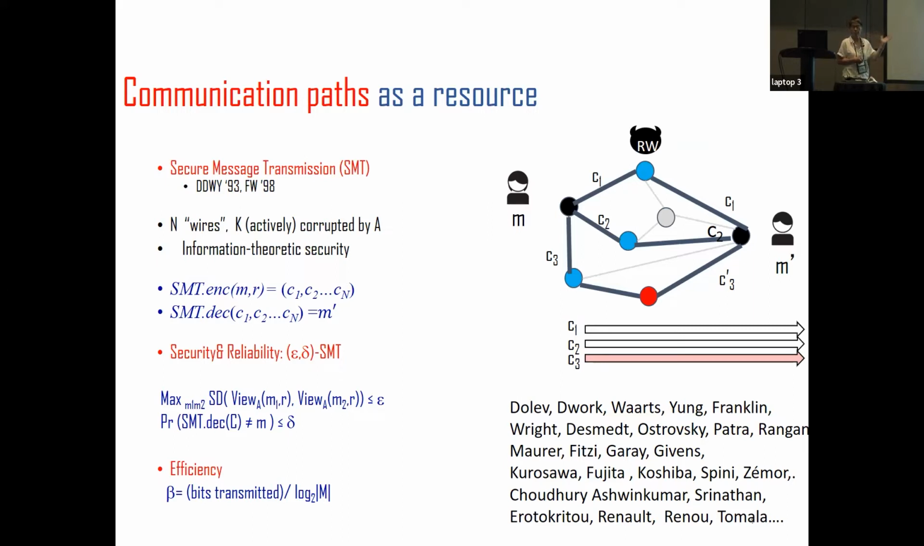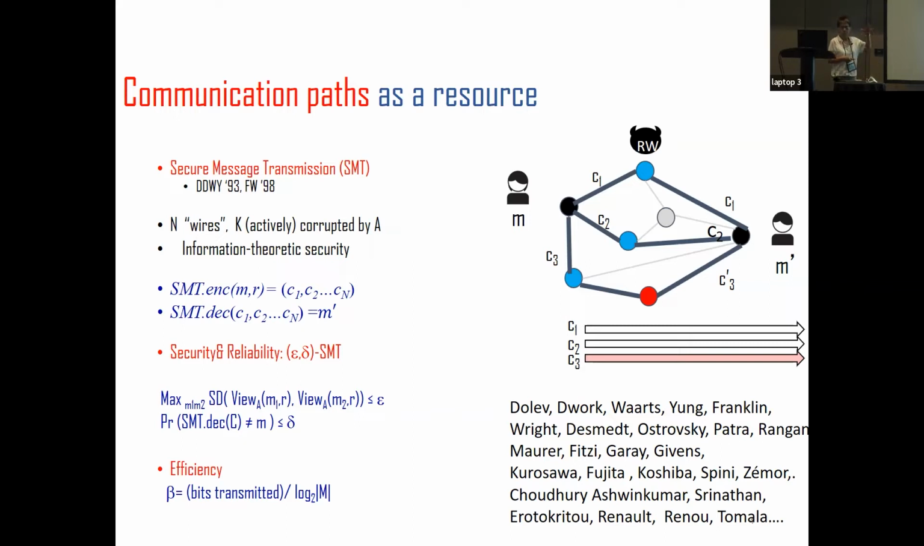This is an alternative to Shannon's model of perfectly secure communication that uses a shared key. Here we do not have a shared key. We rely on these multiple paths, and we have the same information theoretic security that we have in Shannon's model.